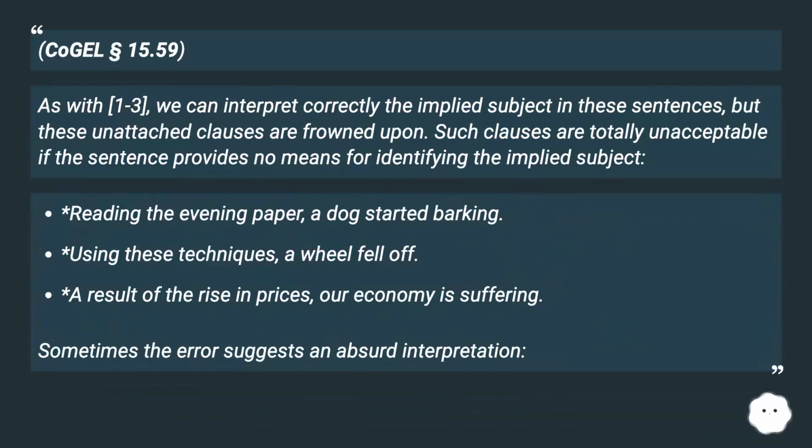Section 15.59. As with 1 to 3, we can interpret correctly the implied subject in these sentences, but these unattached clauses are frowned upon. Such clauses are totally unacceptable if the sentence provides no means for identifying the implied subject. "Reading the evening paper, a dog started barking." "Using these techniques, a wheel fell off." "A result of the rise in prices, our economy is suffering." Sometimes the error suggests an absurd interpretation.